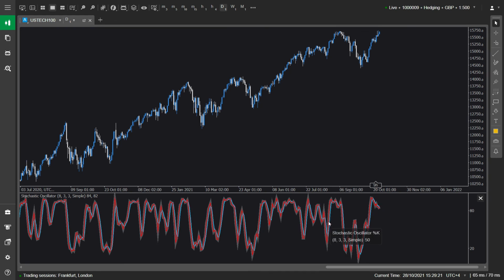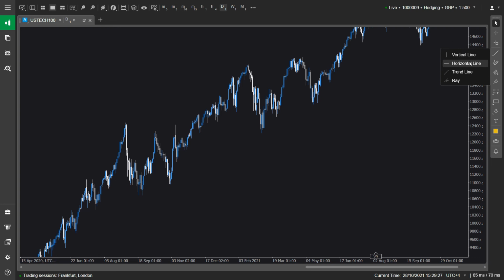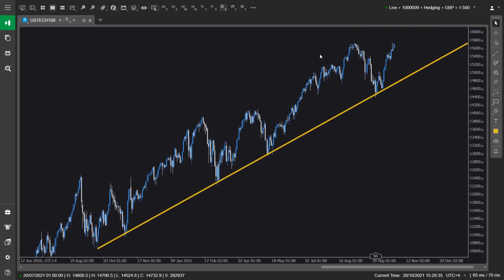And if we get rid of the stochastic for a second, let's just delete that. I mean, it literally jumps out off the page. 1, 2, we get our third touch, we get our move. We get the touch, we get the move. We get the touch, we get the move. I mean, this is textbook stuff.